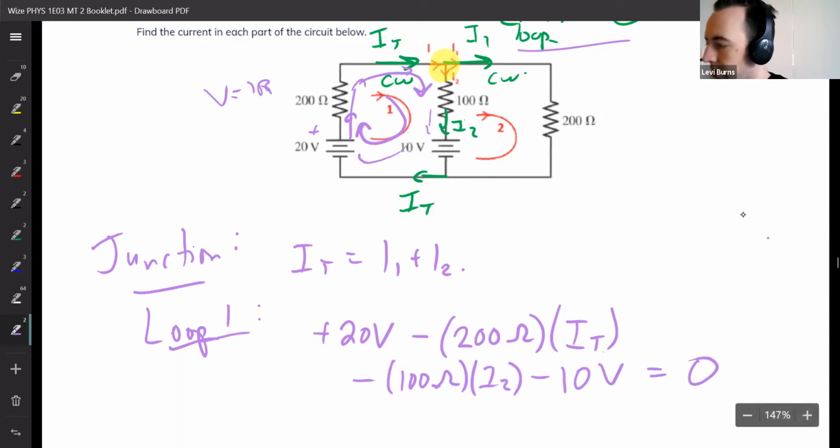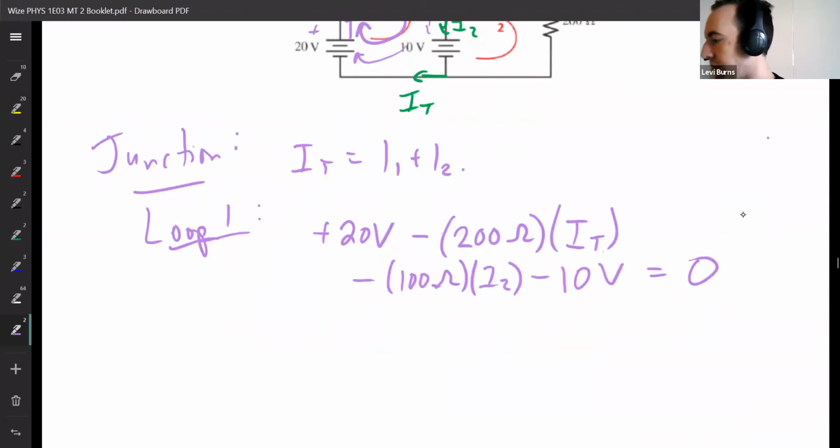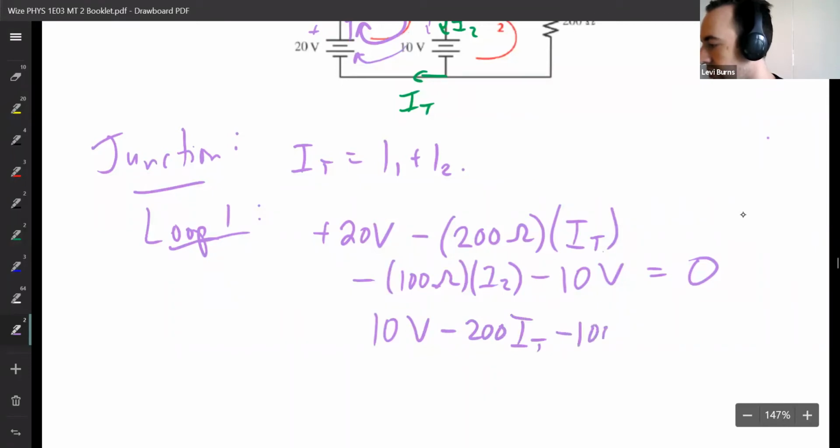Then we finish going around the loop and we come back to where we started. So I have 4 terms in this equation. Of course, we can simplify these. So this is 20 minus 10. So we can say 10 volts minus 200 I total minus 100 I2 equals 0. So that's our equation from loop 1.